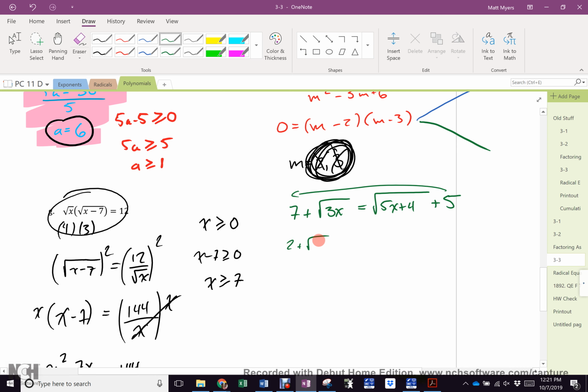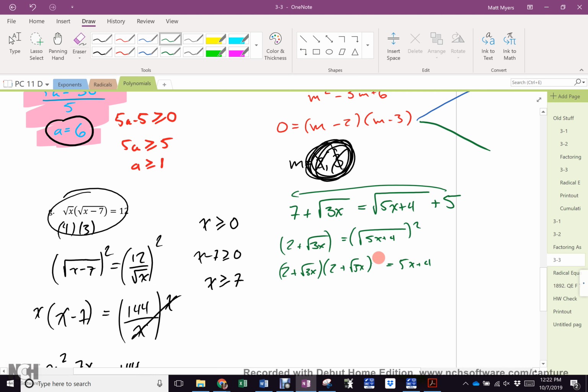2 plus root 3x. Everyone agrees? And what does that equal? The root of 5x plus 4. How do I get rid of this? Square it. And that's the easy one, right? That's just going to get me 5x plus 4. Yeah? When I do this side, what do I got to do? I got to do FOIL, don't I?